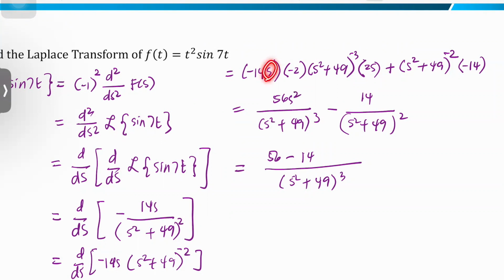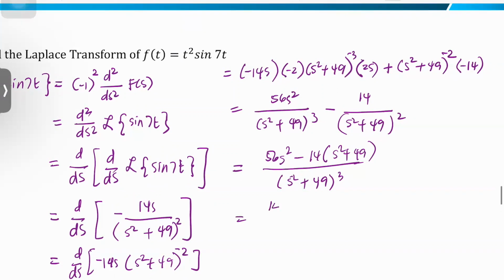We have here s, and then we have s. Okay? So, apologies. Okay, s squared minus 14 multiplied by s squared plus 49. Okay, so I will simplify directly, class. That is 14 times (3s squared minus 49) all over (s squared plus 49) cubed.